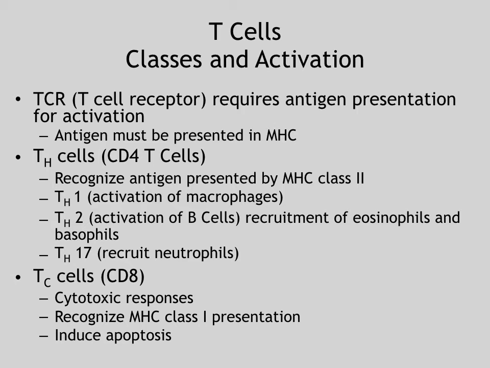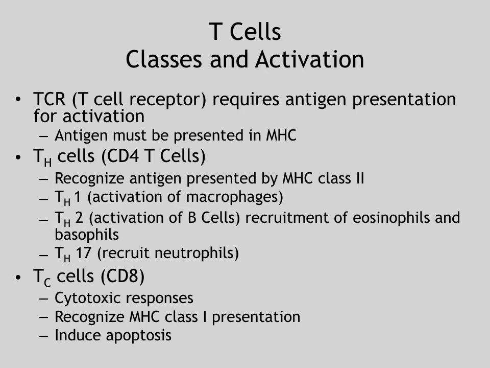T helper 2 cells run around in the lymph nodes and begin activating B cells that are presenting the same antigen. Some will also move into circulation, and especially when they become specialized, they become memory cells for those specific antigens, and they will recruit eosinophils and basophils. Eosinophils and basophils produce toxins. T helper 17 cells will also be activated, and they recruit neutrophils. And neutrophils, we know, are highly phagocytic. They kind of clean things up.